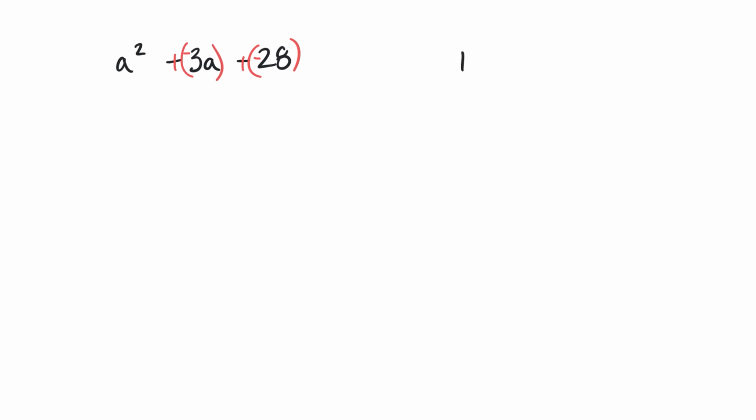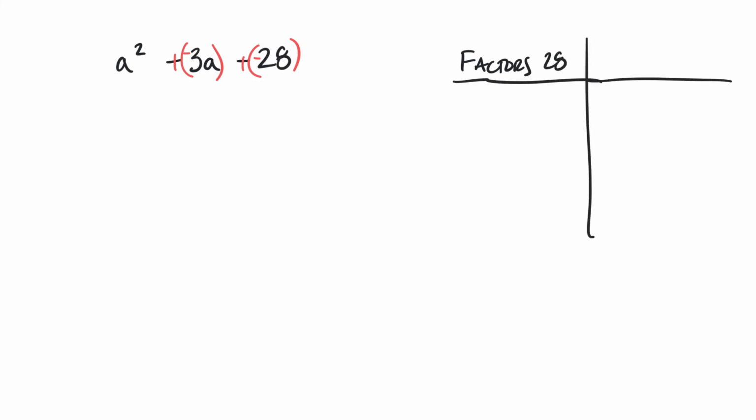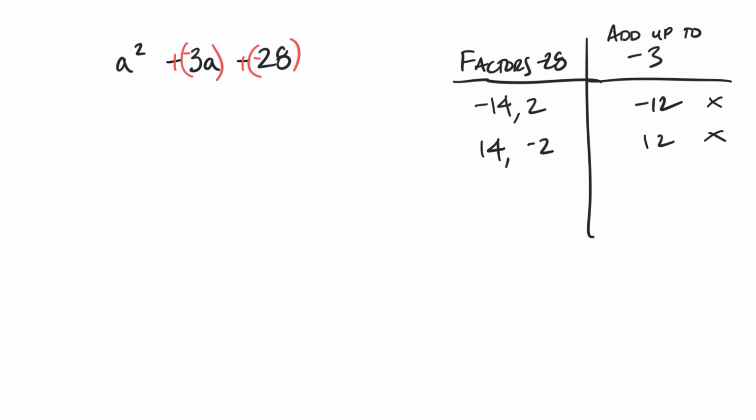Okay, so let's just start with that. Let's list factors of negative 28 that add up to negative 3. So that could be like negative 14 and 2. So that'll give us negative 12. And then we could do 14 and negative 2, and that would give us 12. Neither of these work.